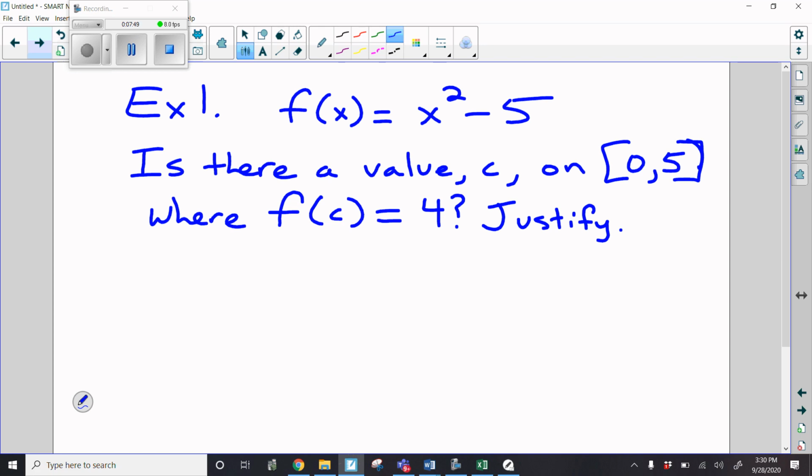We have to go through some steps. I'm going to show you the things that we need to include on here, okay? So the first thing that we want to look at is our interval, right? We're looking on the closed interval 0 to 5. So that's telling us our A and B. Okay. So then C must be between A and B somewhere. And the value D, the value that we're trying to figure out if it's intermediate or not, is 4.